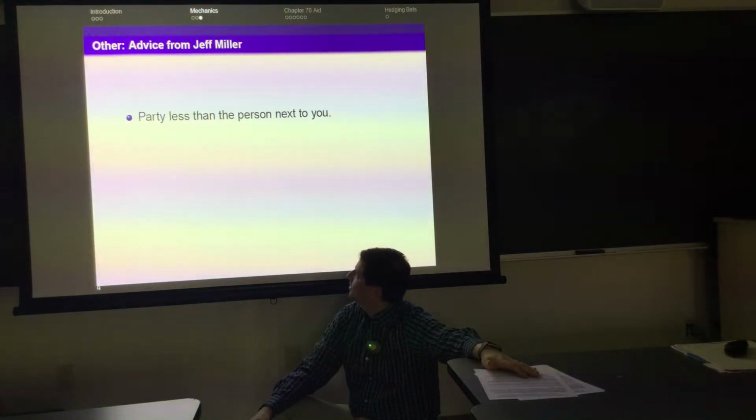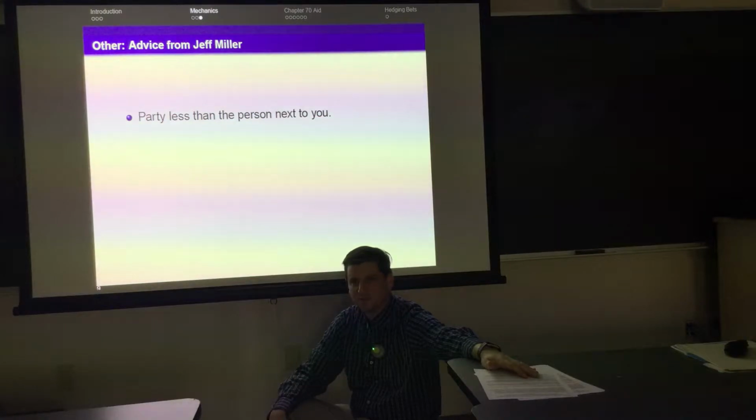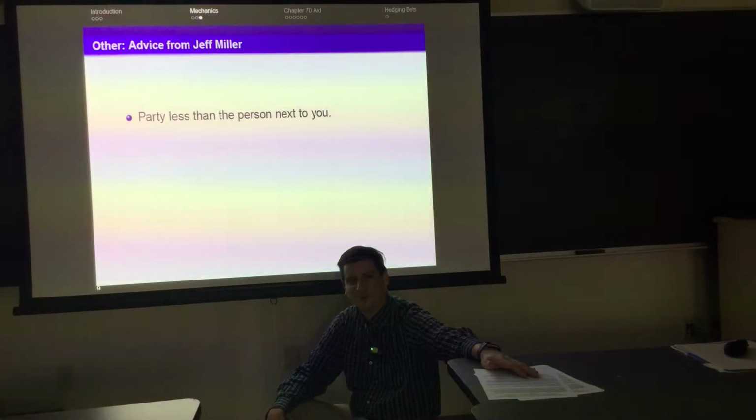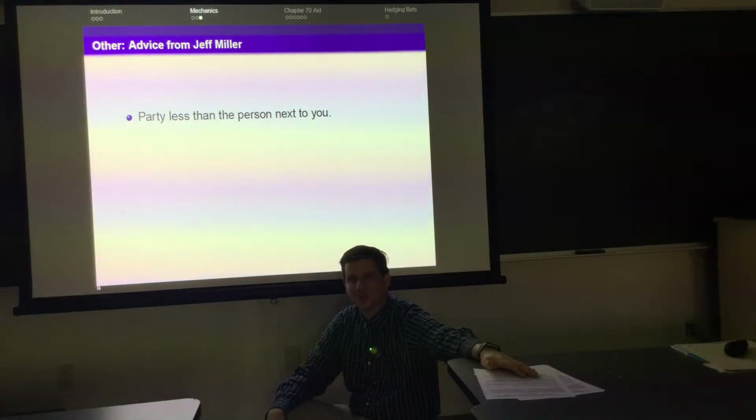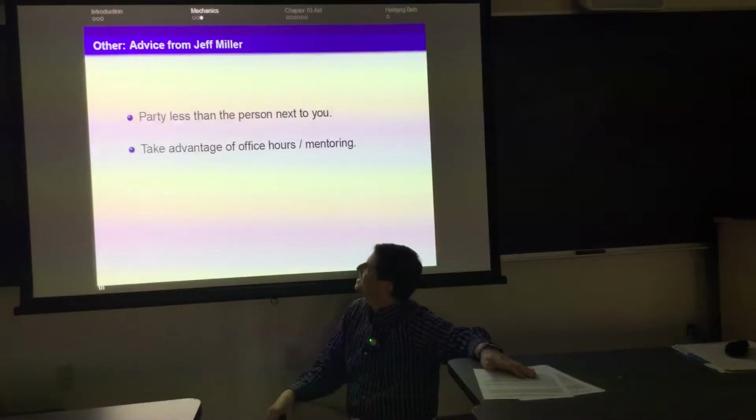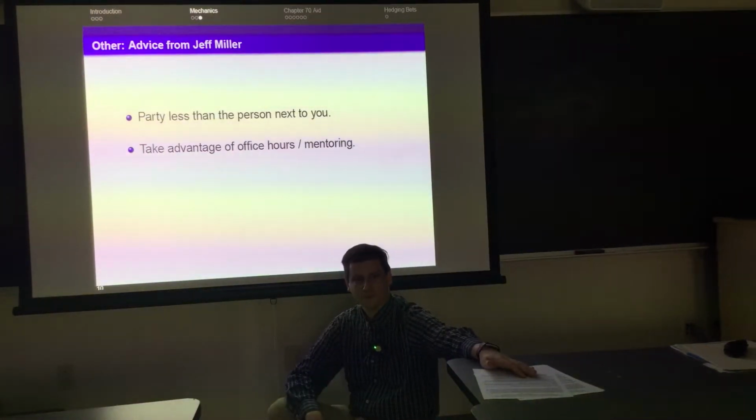And then these are the advice from my brother. Party less than the person next to you. There's only 2 people who are in a row with someone next to them. So the rest of you should be extremely studious. You know, we have to just be careful with these men. You know what they're like. All right. Take advantage of office hours and mentoring.